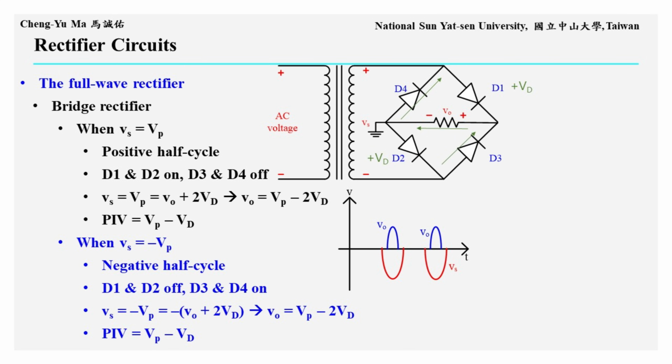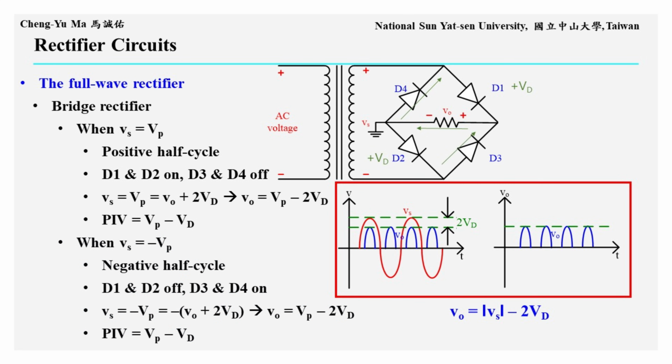The PIV of the off diodes, D1 and D2, is also Vp minus Vd, which is almost half of the center-tapped rectifier PIV. Therefore, the final output waveform is a full-wave rectified waveform, as shown in the diagram. Compared with the center-tapped full-wave rectifier, the bridge rectifier has a slightly smaller output peak because 2 conducting diodes are in the current path. The center-tapped rectifier gives a peak output of Vp minus Vd, while the bridge rectifier gives Vp minus 2 Vd. However, the bridge rectifier has a lower PIV requirement. Its PIV is Vp minus Vd, which is only about half of the center-tapped value, 2 Vp minus Vd.